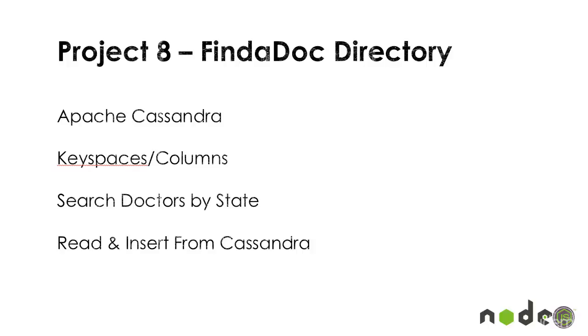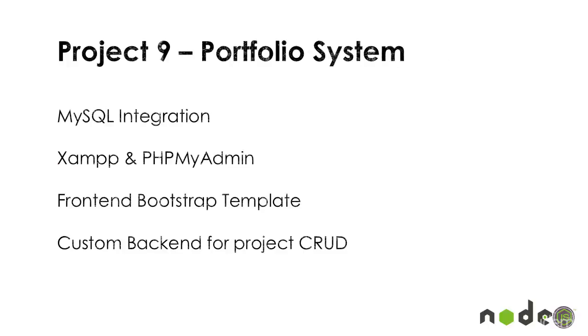Project 8 was the Find a Doc directory. We used the column database Apache Cassandra, and we set up key spaces and columns. We also added a search function so that you could search by state for a doctor, and we read and insert from Cassandra. Project 9 was the portfolio system, and we actually used MySQL for this.